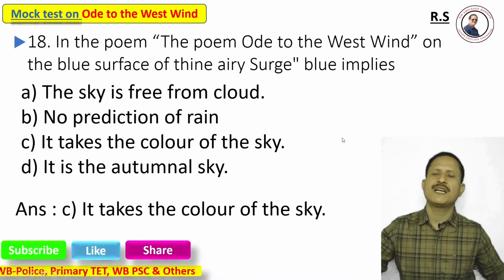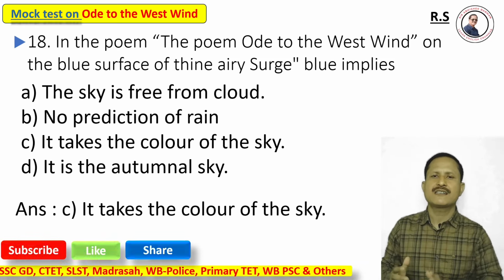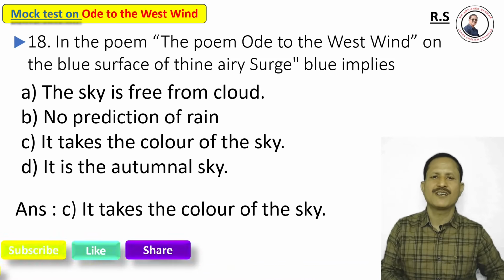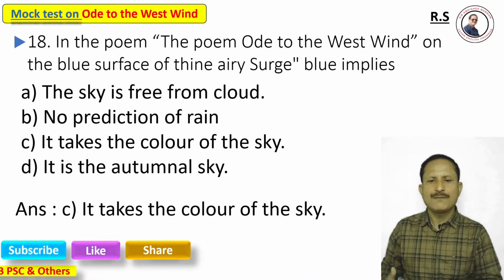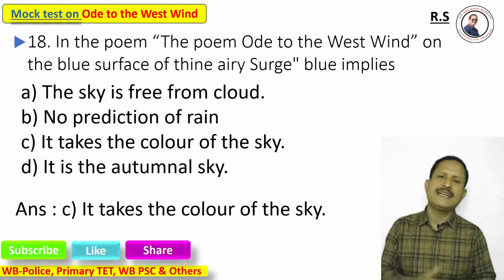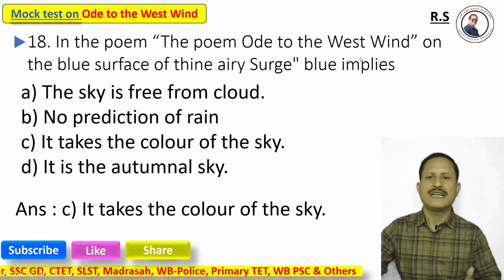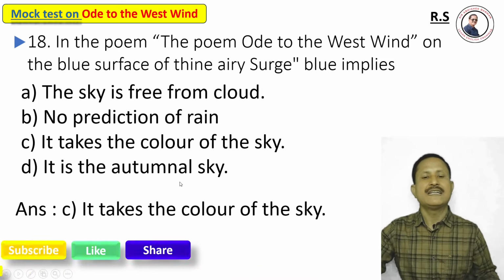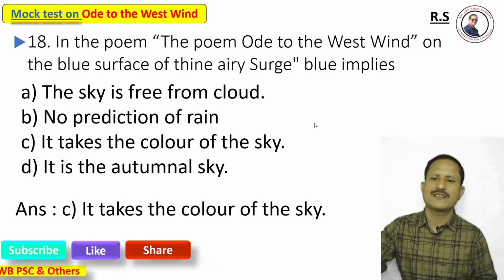It takes the color of the sky, because the autumnal sky is very much clear. Here, the color of the sky is blue, and the blue color reflects on the surface of the sea, and that's why blue implies here that it takes the color of the sky, as the color of the sky reflects on the surface of the sea.